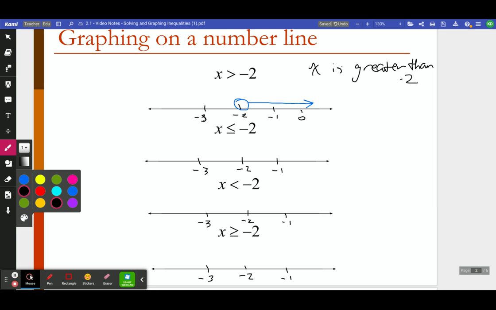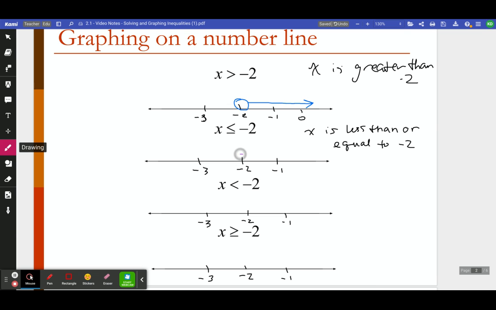So our next symbol here, we would read as x is less than or equal to -2. Okay, so in order to graph this one, we're going to start at -2 again, but this one we are including -2 because that's the or equal to -2, and then the less than. So less than is the arrow, everything to the left of -2. The closed circle is the equal to.